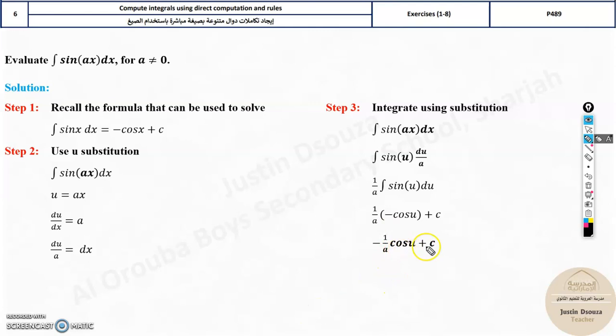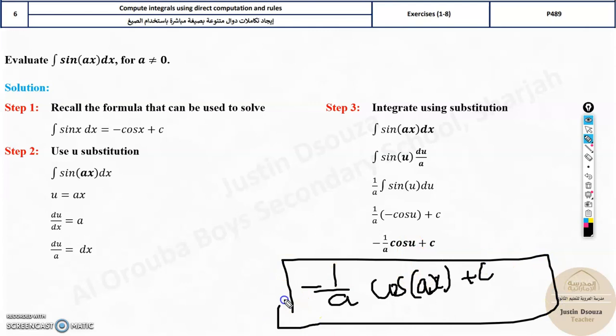Now, this is not the final answer. You need to substitute it back. What is u? We have assumed u to be ax. So it is cos ax plus c. So this is your final answer. Remember, always what is given, it's not sine x, it is ax. So substitute that back. u is equal to ax. You need to resubstitute back, and this is your final answer.